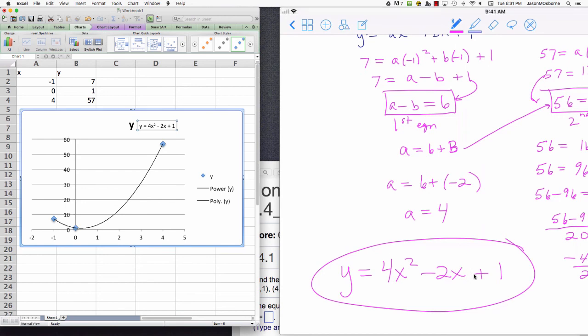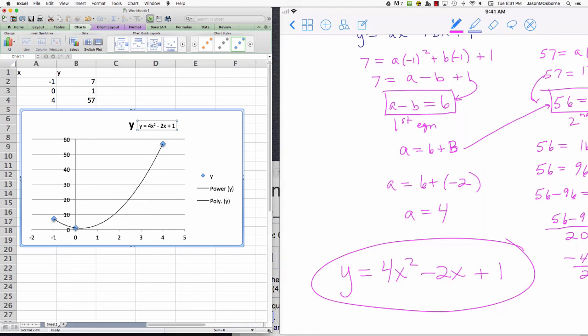Okay, so that ends this video on using Excel to check your answer for finding the quadratic or power function fits to a given set of data.